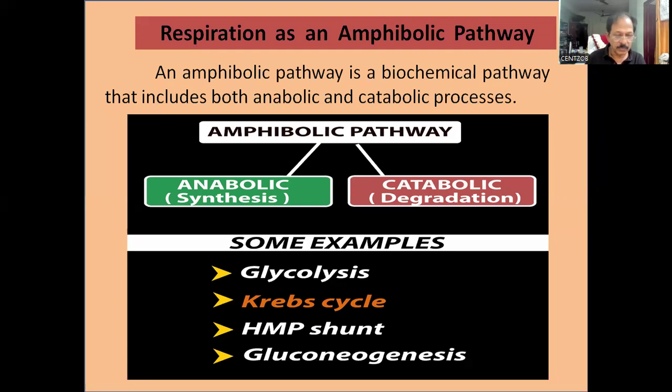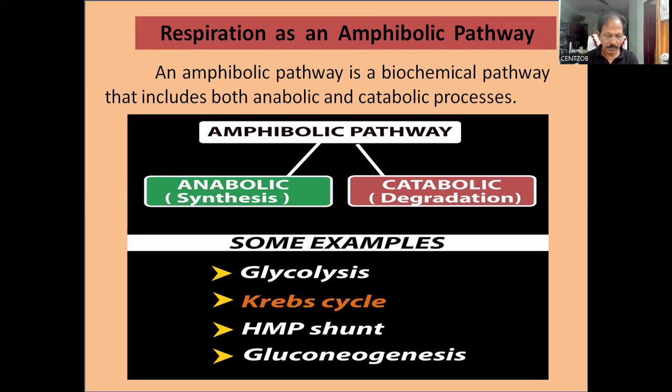Today, we shall talk about respiration as an amphibolic pathway. The term amphibolic, amphi means both. That is, an amphibolic pathway is a biochemical reaction which involves both anabolic and catabolic pathways, that is, synthetic and degradative processes. Some of the examples for amphibolic pathway are glycolysis, Krebs cycle, HMP shunt, gluconeogenesis, etc. The Krebs cycle is the most prominent example of an amphibolic pathway.